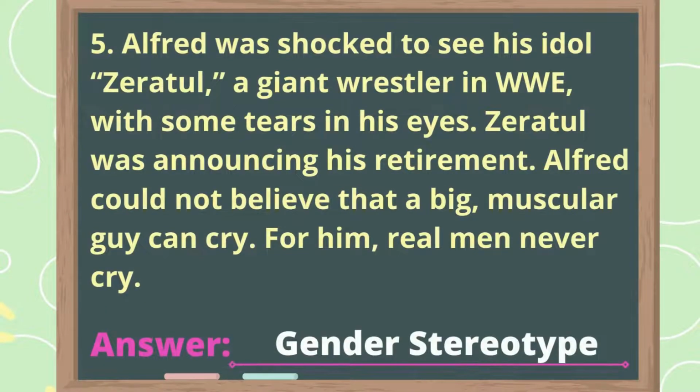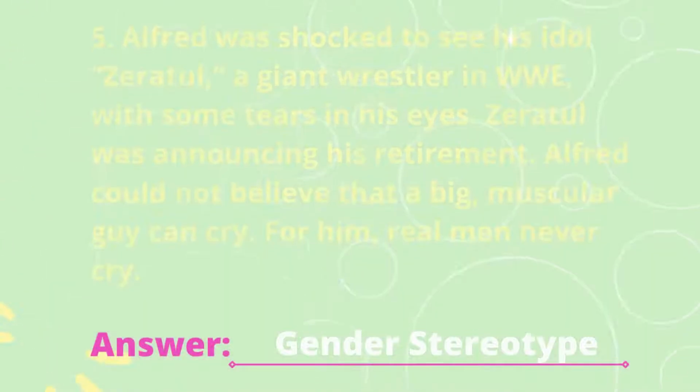And number 5, the answer is gender stereotype. Crying does not make you less of a man. If your feelings are hurt, it's okay to cry and show your emotions. Being touched with our emotions is what makes us humans after all.